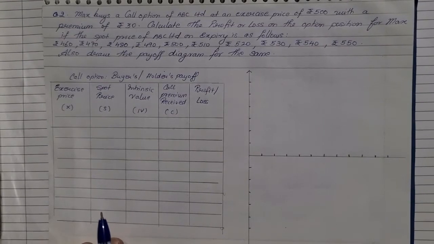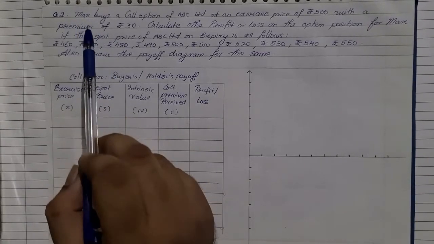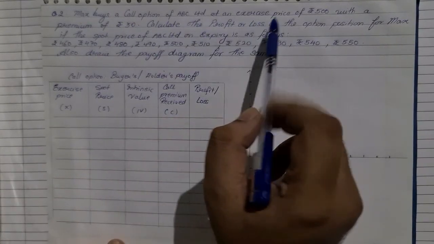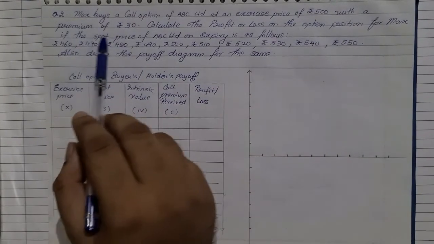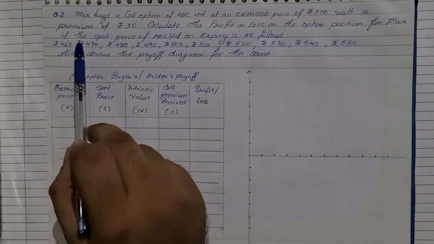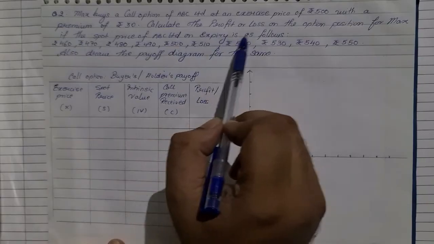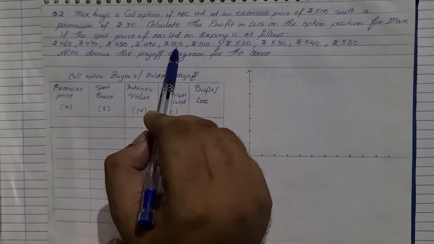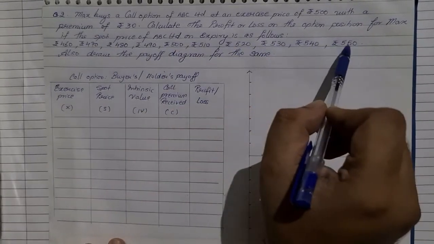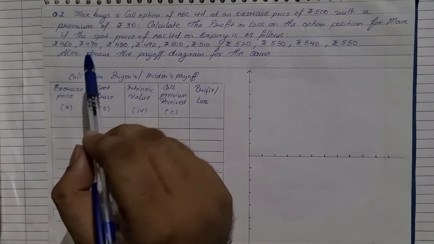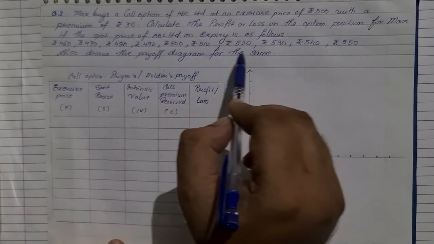Okay, now to understand the call option buyer's holder's payoff, we'll take another second example. I'll just read out the question once. It's given that Max buys a call option of ABC Limited at an exercise price of 500 with a premium of rupees 30. Calculate the profit or loss on the option position for Max if the spot price of ABC on expiry is as follows. Then they are giving you different spot prices: 460, 470, 480, 490, 500, 510, 520, 530, 540 and 550. So basically there are 10 spot prices which have been given to us, and thereafter they have told us to draw the payoff diagram for the same.